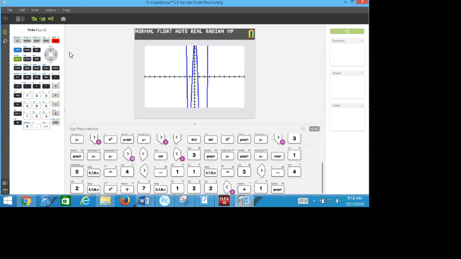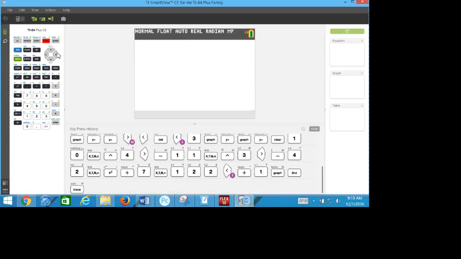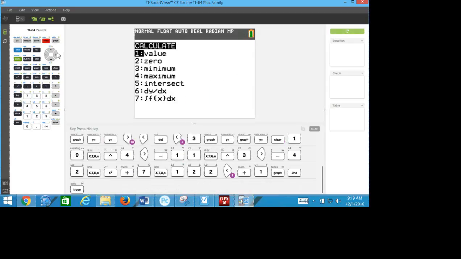So let's guess a place that we could start. How could we actually find a place that we could start? We need to find the x-intercepts. How can we find the x-intercepts? Second calc, and 0. The zeros, number 2.